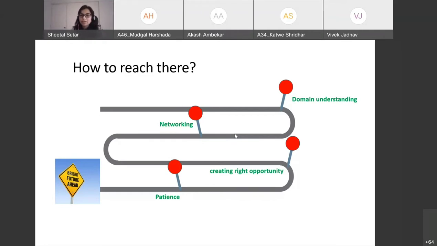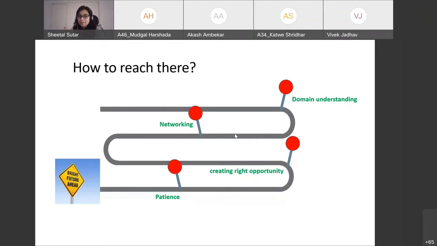Next thing is networking. Now, how would networking help? If you are connected to multiple industry people, to your teachers, to your training and placement officers, to your friends in different colleges, you would get to know what things are happening around and what the current market needs are. So you can analyze what you should improve and what your current strengths are, based on which you can apply for certain opportunities.